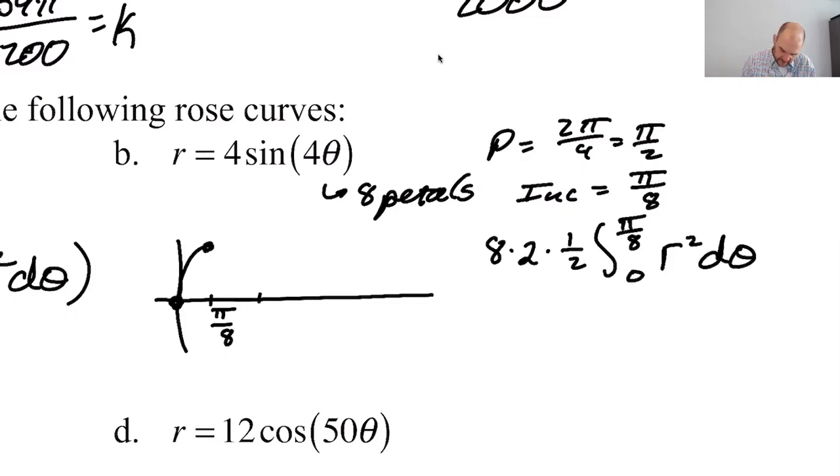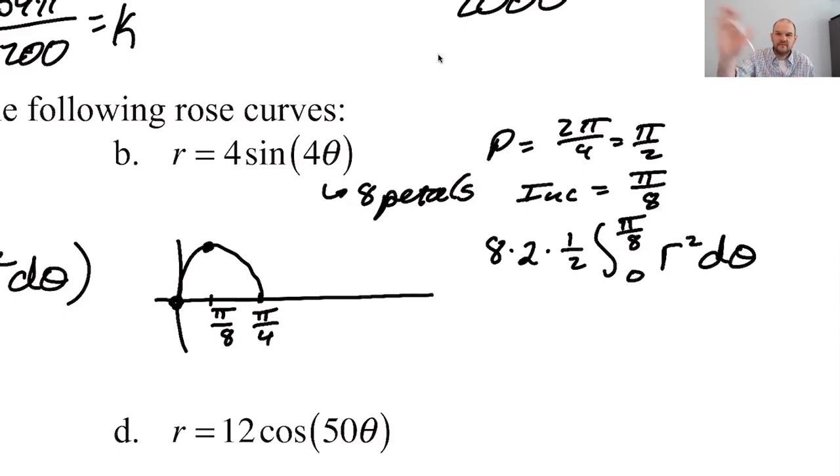That'll work. But what if I keep going? This will be 2 pi over 8, which is, oh, 2 pi over 8 is pi over 4. I was going to say it's pi over 16.